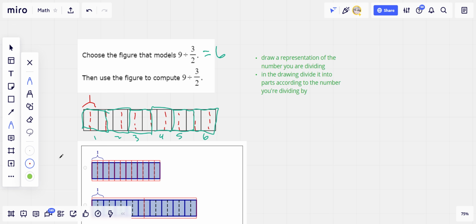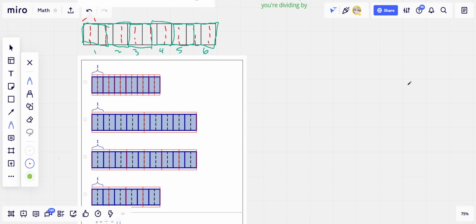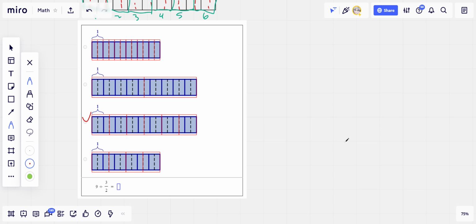Now, in this problem, what we have to do is actually choose the right model. It's definitely going to be one of these longer ones because you're starting with 9 units, and it tells us the unit here. And then this one is wrong, the second one, because they've split it into halves and then they cut the whole thing in half, so your answer would only be 2. That's not right. Here, they're cutting them into chunks of 3 halves, and so there are 6 of those at the end. So this is the right one, so we check that as the right answer, and then we'd write our answer in here. 9 divided by 3 halves is 6.